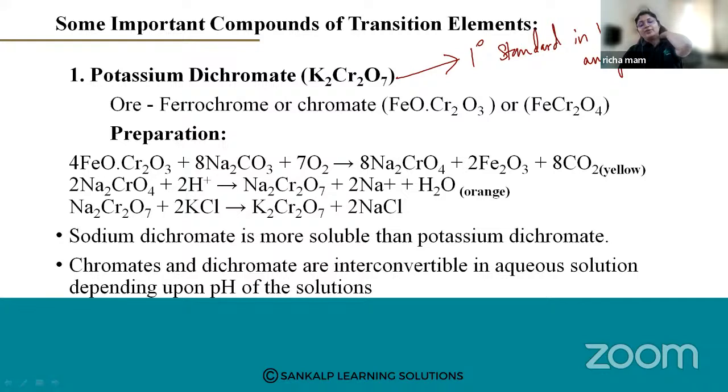Volumetric means we are going to determine the quantity, how much salt is added to give a given concentration. So this is the first property. Then what is the second property?